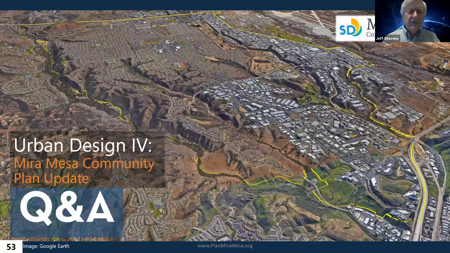So would it be simpler if I asked these questions? Sure. Let me do that. So there's a general question about overcrowding in Mira Mesa and adding more density, more cars, more units. I guess the question is, why should residents support that? Why do we want this?